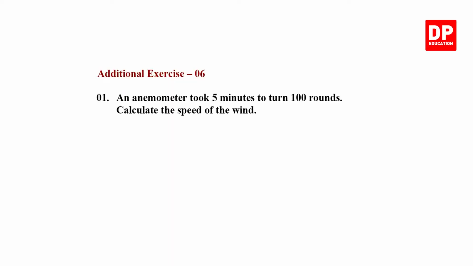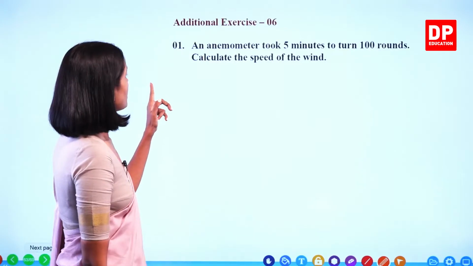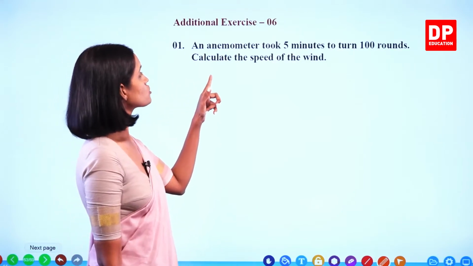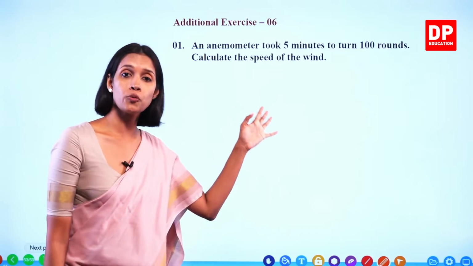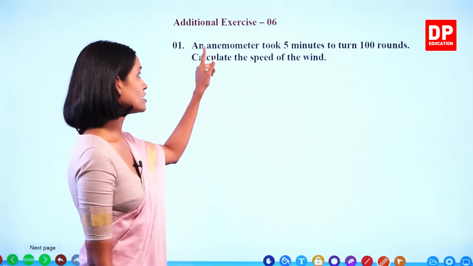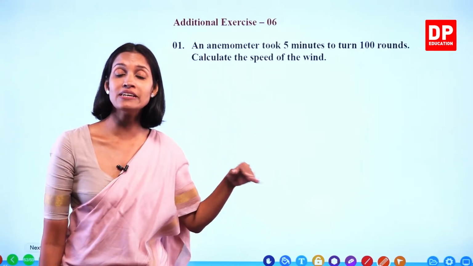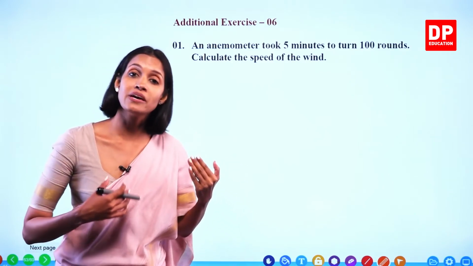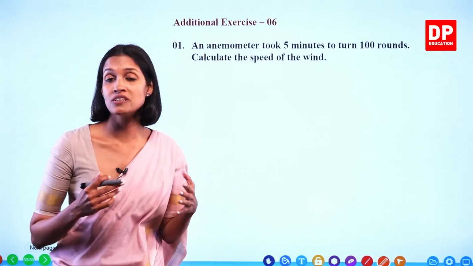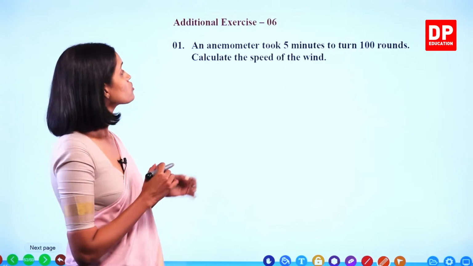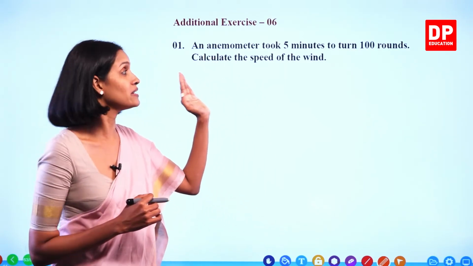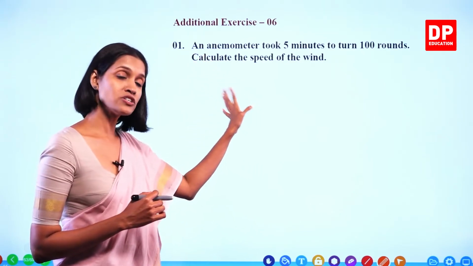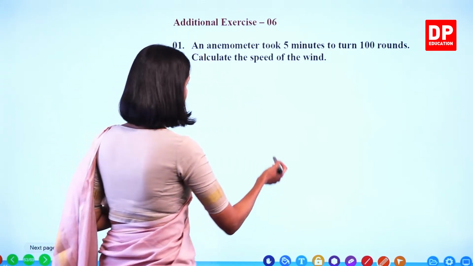Question number 6. An anemometer took 5 minutes to turn 100 rounds. Calculate the speed of the wind. Now you all remember we can use the anemometer to find the speed of the wind. We made one in the lab and we observed how it works, right? So do you remember what is the formula that we can use to find the speed of the wind, children? Let's write the formula first.